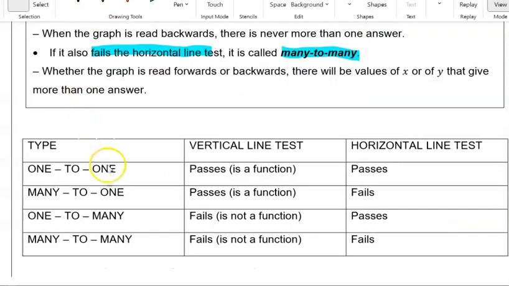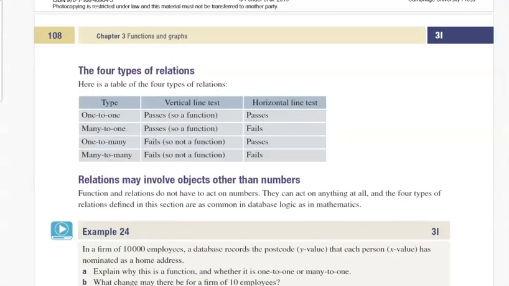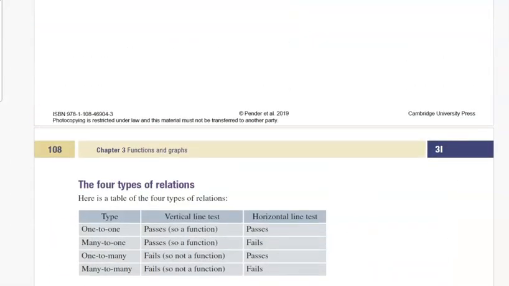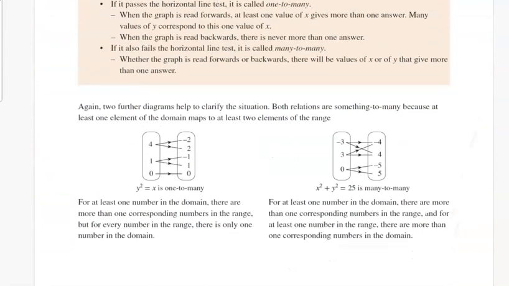So here's all that stuff summarized: one-to-one, many-to-one, one-to-many, many-to-many. Thinking about whether or not it passes the vertical line test, the first 2 did, the bottom 2 didn't. And here's what happens in the horizontal line test. You're probably better off not memorizing that, but understanding what it actually means and doing those tests yourself. If you jump over into the textbook, all of that is summarized there.